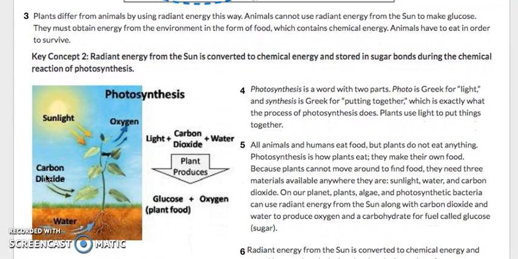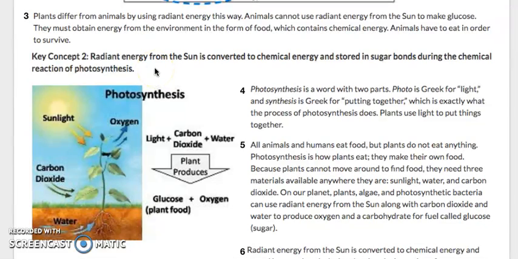Plants differ from animals by using radiant energy this way. Animals cannot use radiant energy from the sun to make glucose. They must obtain energy from the environment in the form of food, which contains chemical energy. Animals have to eat in order to survive. So basically that means humans and all other animals cannot go out in the sunshine and make our own food. We have to eat. Key concept 2.